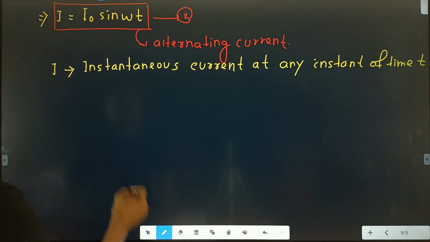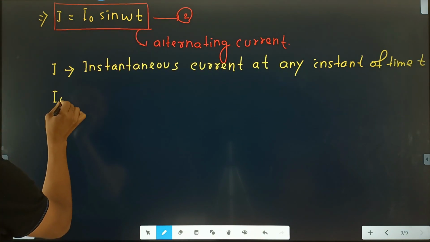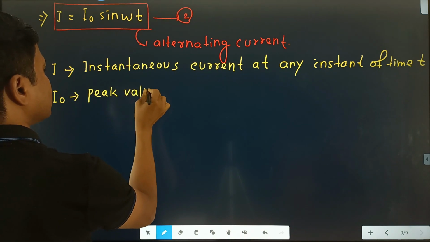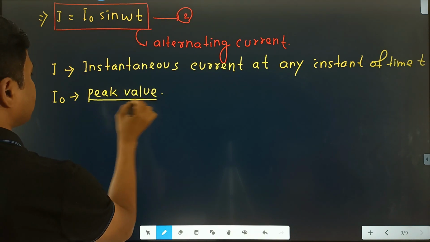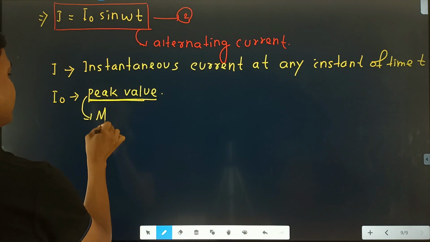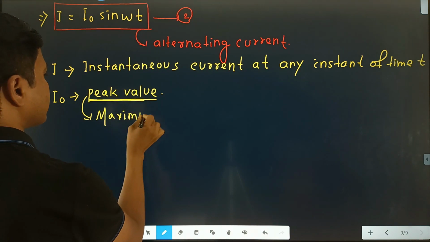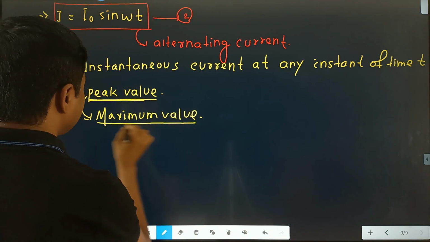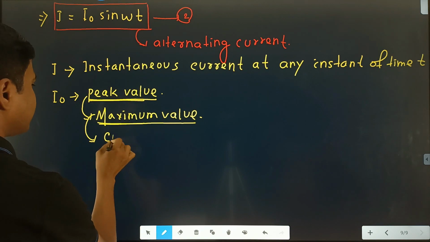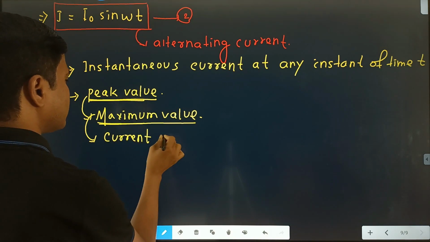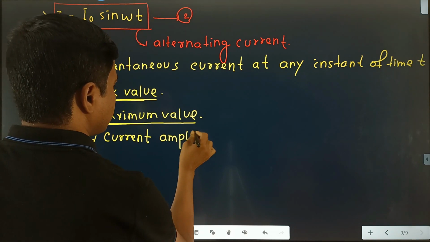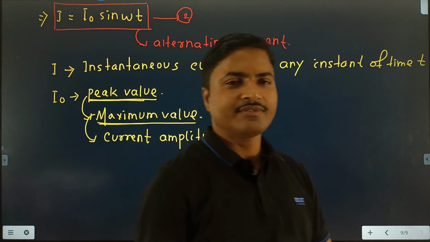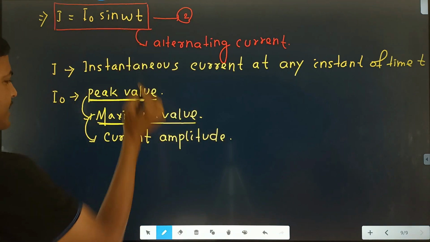Clear? Similarly, I0 is known as the peak value of current, or that is also known as the maximum value of current, or that is also known as the current amplitude. Same thing. I0 is known as the current amplitude, or the maximum current. Clear? And your omega is that.